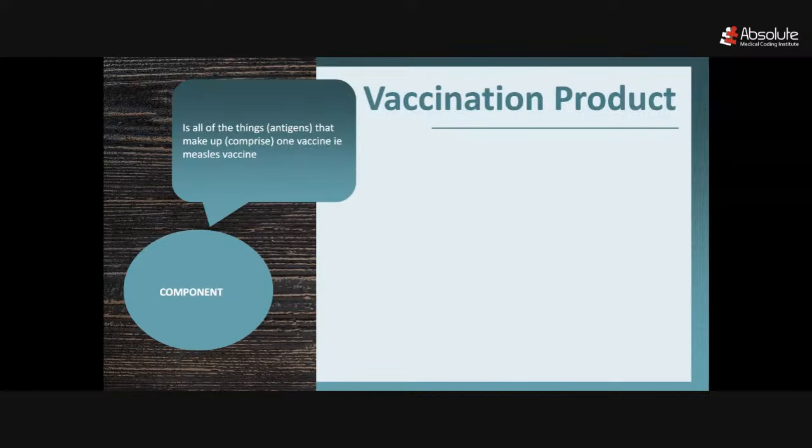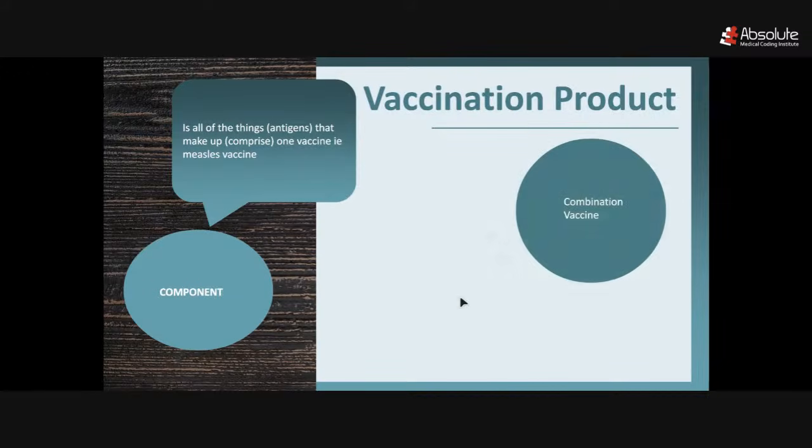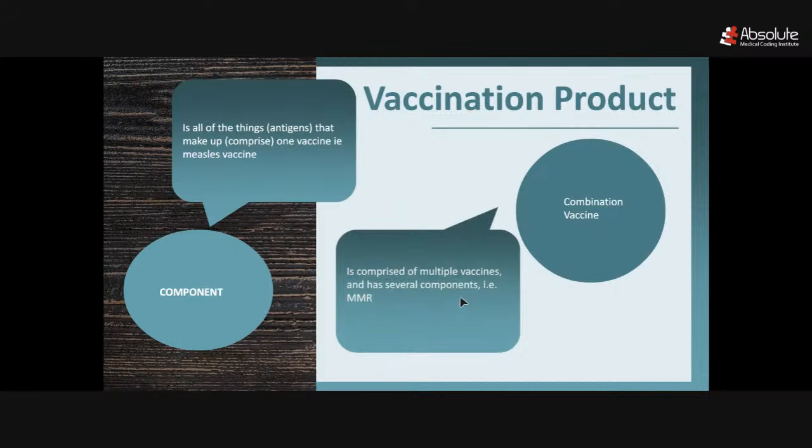Okay, now let's look at what a combination vaccine is. A combination vaccine is made up of multiple vaccines combined into one shot, and each vaccine included counts as a separate component. Let's take the example of MMR. You have measles, mumps, and rubella. That means there are three components. So coders, it is very important to know the difference between a component and a combination vaccine.